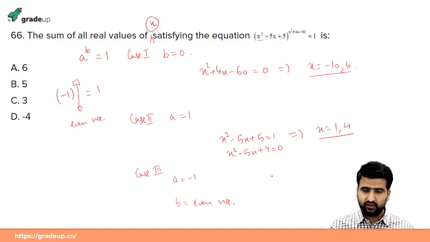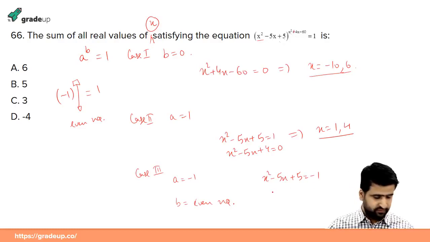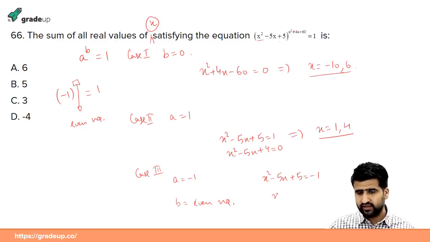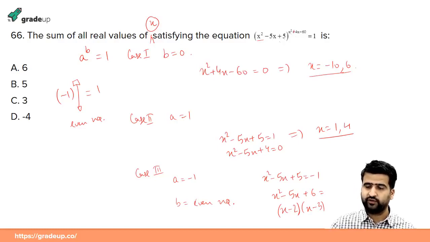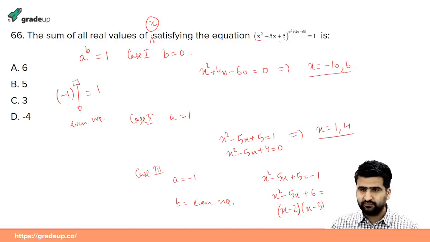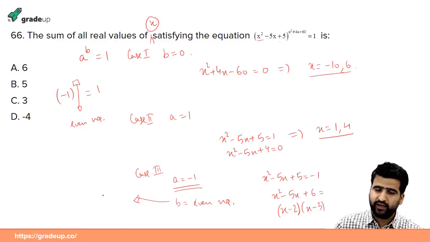There will be a third case also, which is x square minus 5x plus 5 is equal to minus 1. So if you see this part, you get x square minus 5x plus 6 is equal to 0. So (x minus 2) into (x minus 3) is equal to 0. You get 2 values of x, 2 and 3. But both these values may or may not satisfy the equation, because if a is equal to minus 1, b should be an even number.